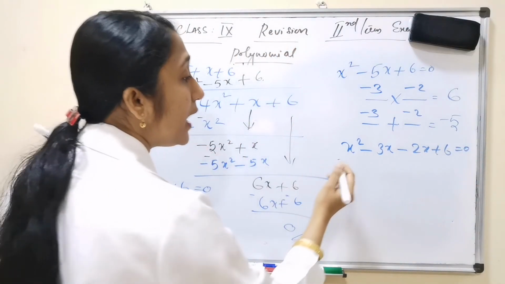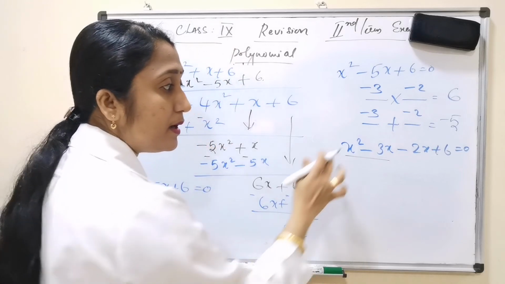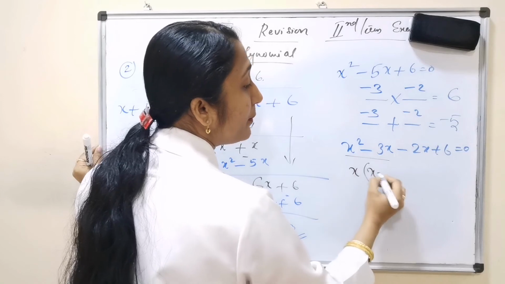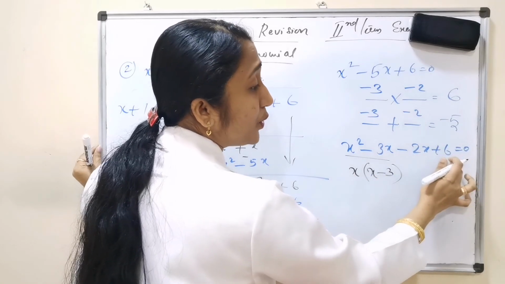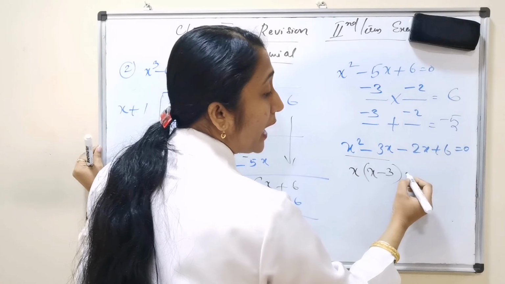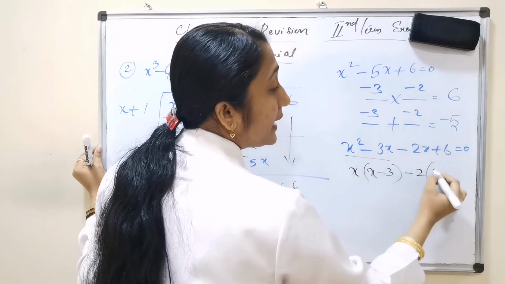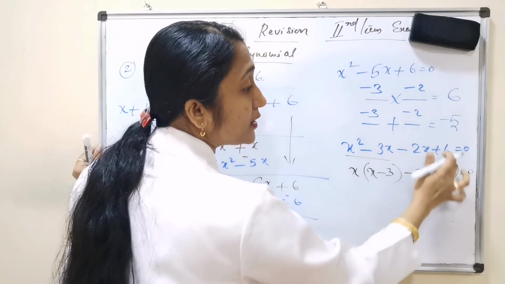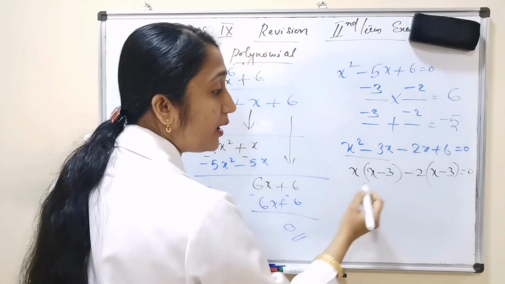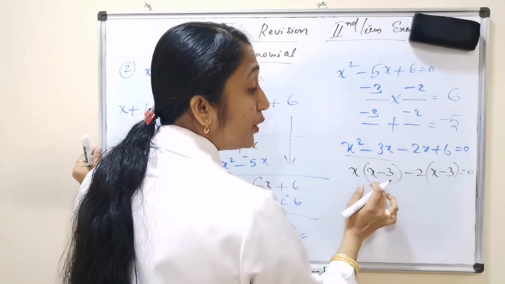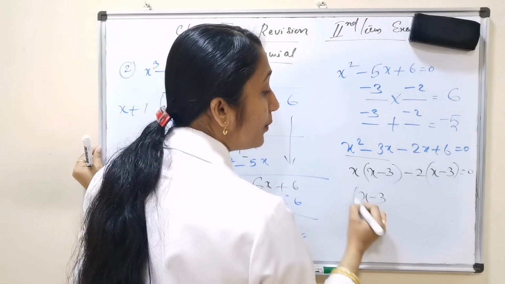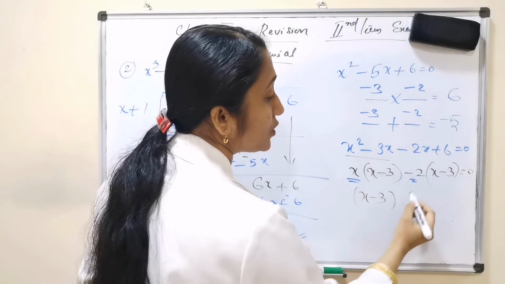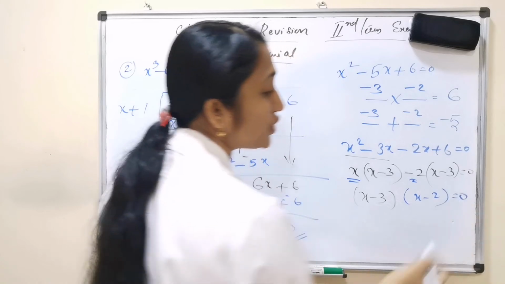Next step, we have to take common in these two terms. x square minus 3, that is x as common. Here x, here minus 3. From the 2, any common, 2 is common. So we have to take minus 2. Here x is remaining, here minus 3, because minus into minus plus, 2 into 3, 6. Okay. From the 2, again x minus 3 is common. And remaining here, x is there, here minus 2. So x minus 2 equal to 0.